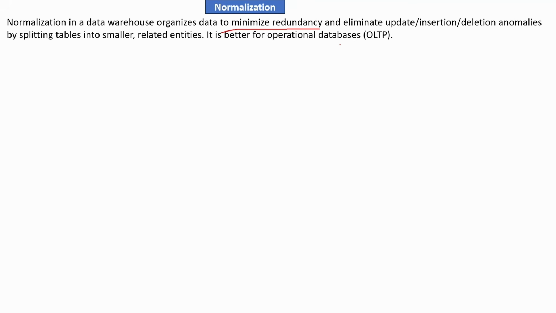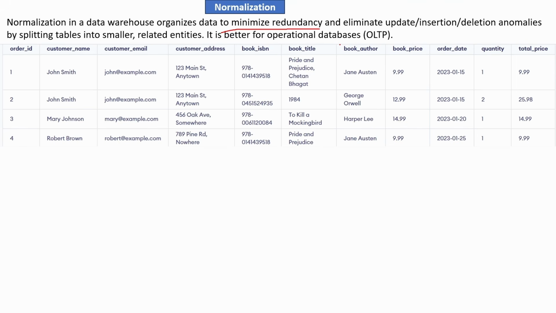So let's understand this by an example. If you see this table, in this table there are a lot of problems. There is a person named John. In the first order, he bought two books. And in the second order, he bought one more book. That's good, he is learning. But what's the problem here? The problem here is we are repeating the details of John Smith. We are repeating his customer email, we are repeating the customer address.